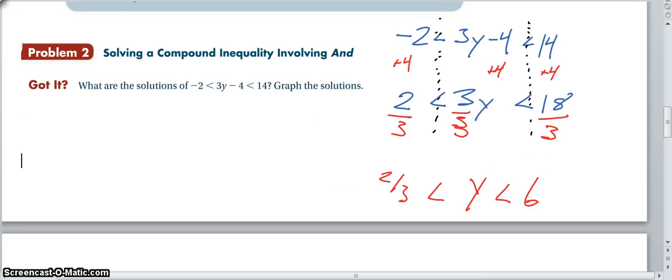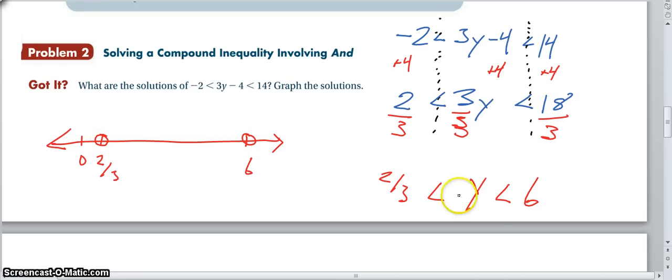So if we wanted to graph that, we could come over here, mark up our 2/3 and our 6. 0 would be down here around our 2/3. We put circles around both points. Now, do we fill in the circles? If there's no equal sign, we do not fill them in. So y is bigger than 2/3, less than 6, which is why I can represent it by one double inequality and one shading of the graph. So there you go.